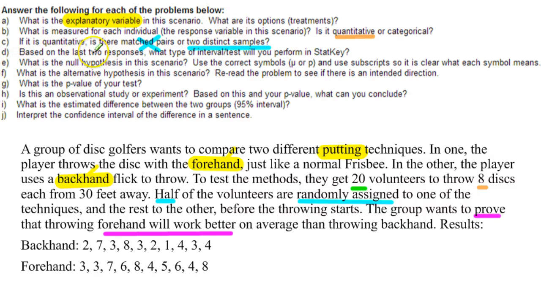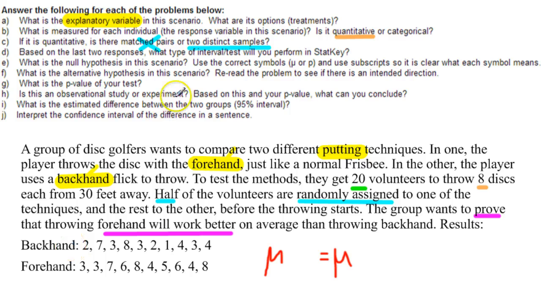Jumping down to E, it says, what is the null hypothesis in this scenario? Use the correct symbols and use subscripts to make it clear what it means. Well, whenever we have two distinct samples, we always know that the null hypothesis represents that the two groups are equal to each other. So we have a mu, and that's going to be equal to another mu. Now we need to be able to say, okay, which mu is this and which mu is this? They're not the same mean.